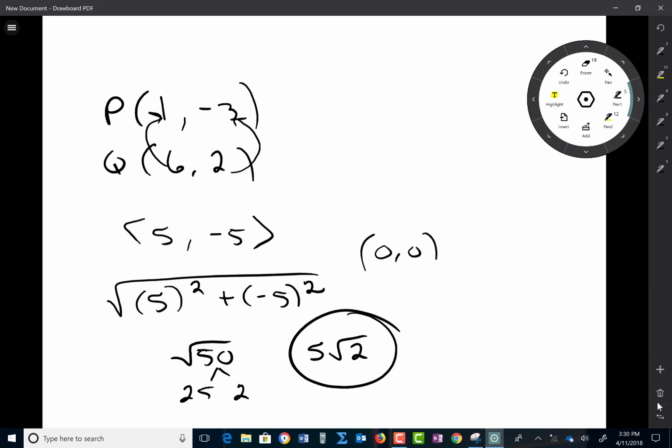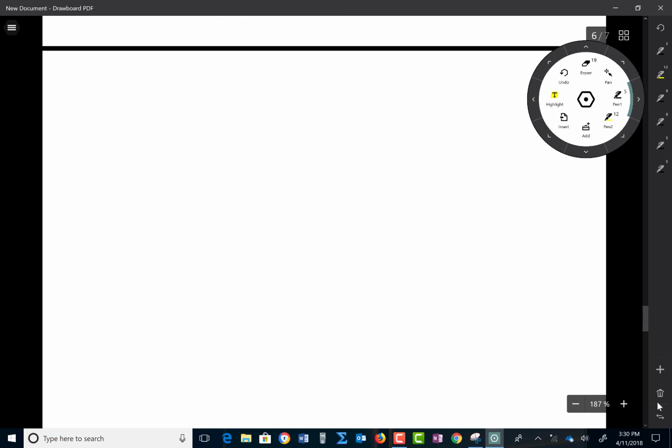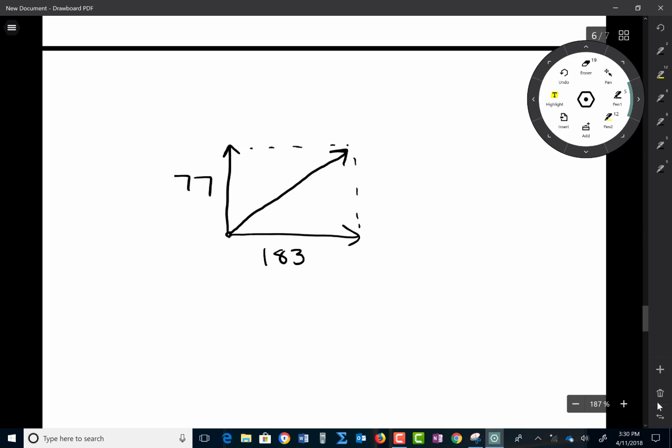And then the last one, number 7, let's see. Number 7 says, let me get another piece of paper here. A small plane lands at a point 183 miles east and 77 miles north of the point at which it took off. Okay, so if I draw that out, 183 miles east, directly east, and 77 miles directly north, and I'm trying to find something that combines those two directions, which means I'm trying to find the resultant vector.